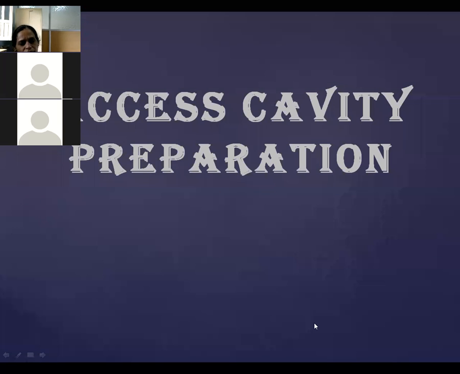See, access cavity preparation is the first step of the root canal treatment. What is a root canal treatment? All of you know, it's a major part of conservative dentistry.